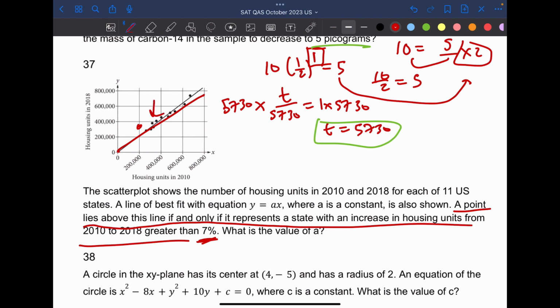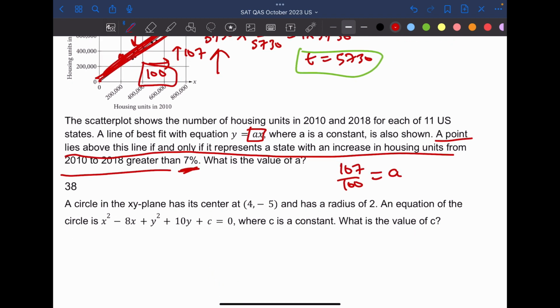That means the rise will be 107 if the run is 100, because imagine this as a percent. If you move 100%, you increase by 107%, because this line represents that 107%. Anything above it will be above the line, and anything below 7% will be below the line. So what is rise over run? It will be 107 over 100, which in this case is also equal to a, because 107 over 100 is the slope of this equation, and we are done.